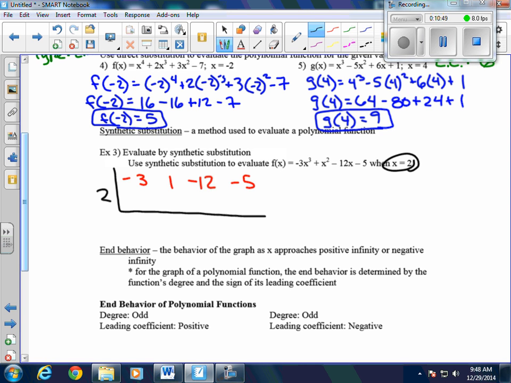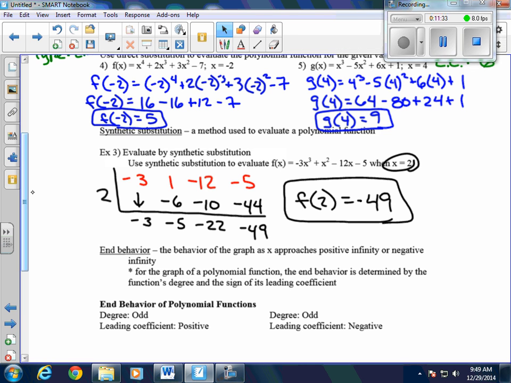So here's how it works. I'm going to bring my negative 3 down. Now I'm going to multiply these. 2 times negative 3 is negative 6. Then you add. 1 plus negative 6 is negative 5. Then again, you're going to take 2 times negative 5, and you're going to get negative 10. Then you add. So that's negative 22. Now you're going to take the negative 22 again times 2. That's negative 44. And then you add. So that's negative 49. So your answer is f of 2 equals negative 49.